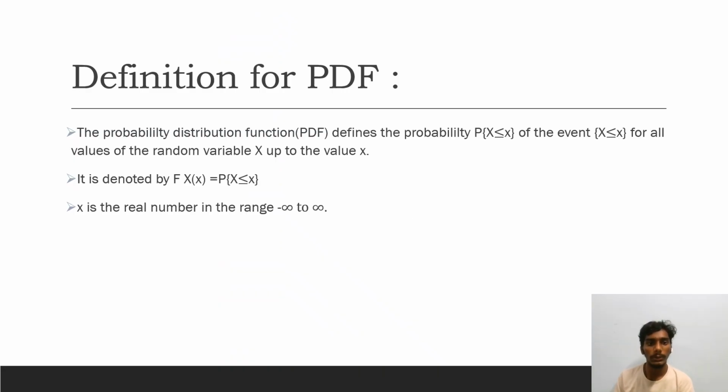The probability distribution function, CDF, defines the probability P of capital X less than or equal to small x of the event capital X less than or equal to small x for all values of the variable capital X up to the value of small x. It is denoted by F_X(x) equal to P(X ≤ x). x is a real number. The integral ranges from minus infinity to infinity.